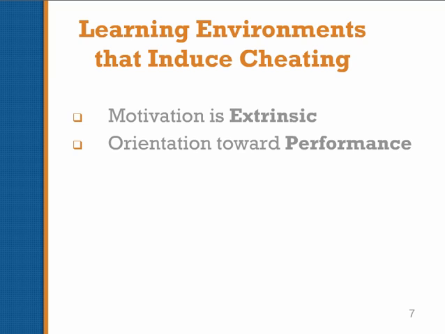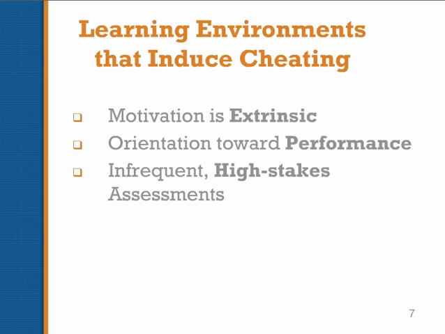Now, both motivation and orientation are things that we can locate within the student, right? Like this student is intrinsically or extrinsically motivated, or this student is performance or mastery oriented, but we can also locate them in the environment. And so there are ways in which we can design courses and in which we can communicate to our students that push them toward extrinsic or intrinsic motivation, or that push them toward mastery or performance orientation. So that's what I'll talk about shortly. The third one is infrequent high-stakes assessment.